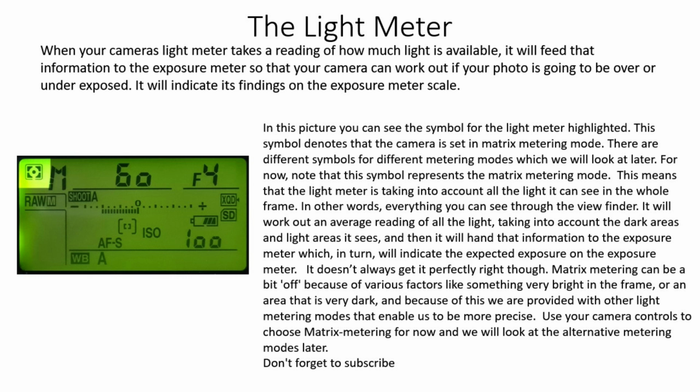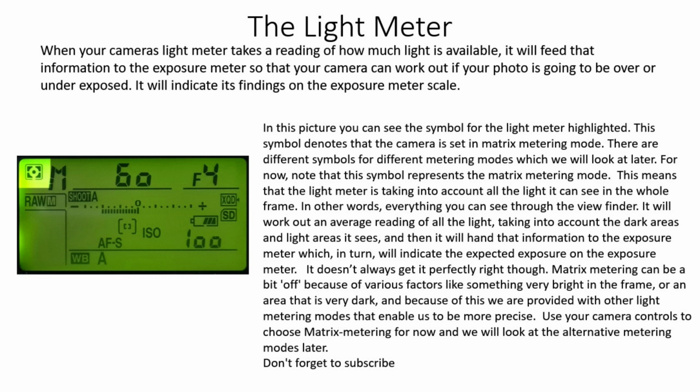This means that the light meter is taking into account all the light it can see in the whole frame. In other words, everything you can see through the viewfinder. It will work out an average reading of all the light, taking into account the dark areas and light areas it sees, and then it will hand that information to the exposure meter, which in turn will indicate the expected exposure on the exposure meter. It doesn't always get it perfectly right though.